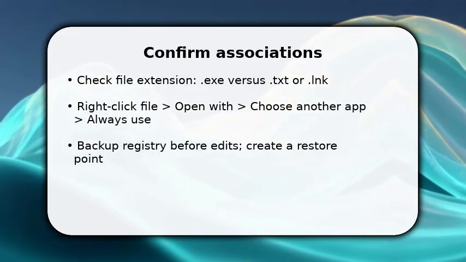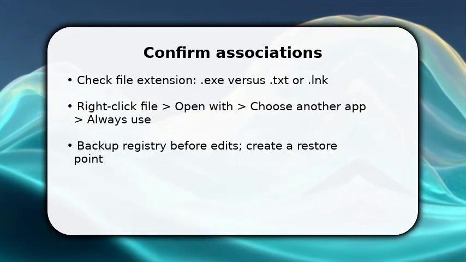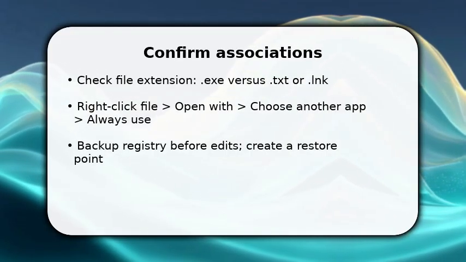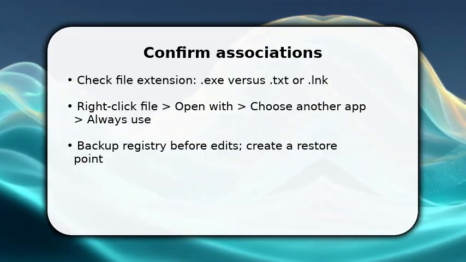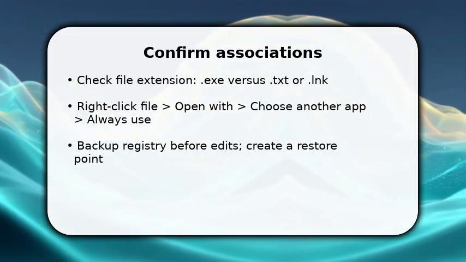Make sure to create a system restore point and back up the registry before editing keys. This protects you if an association is wrong or a key is deleted. You'll now move into the system tools to permanently fix associations.